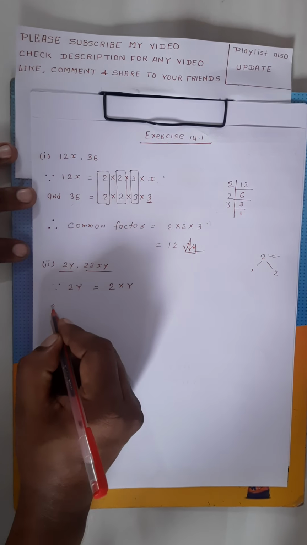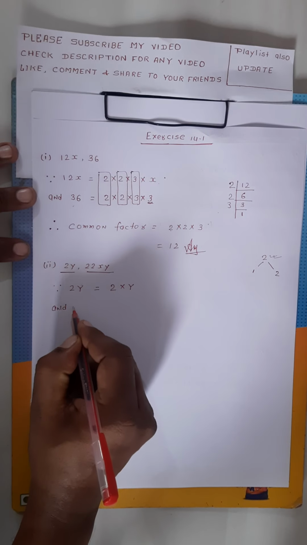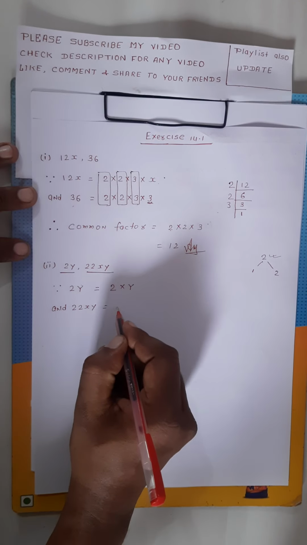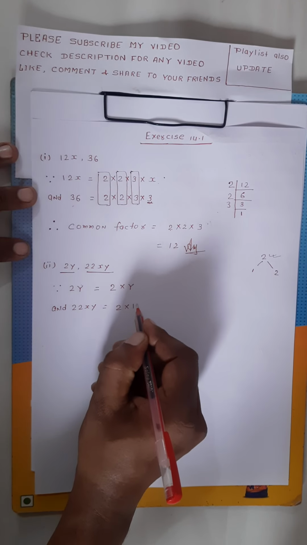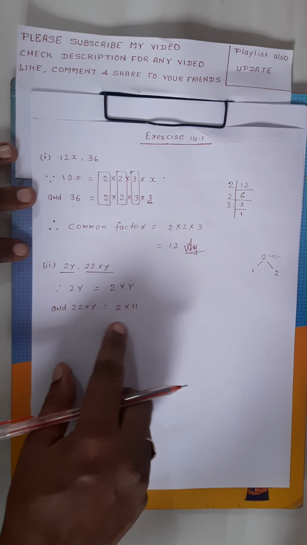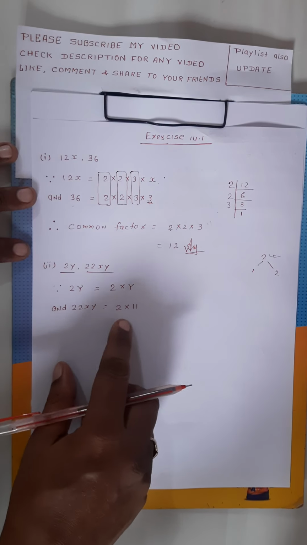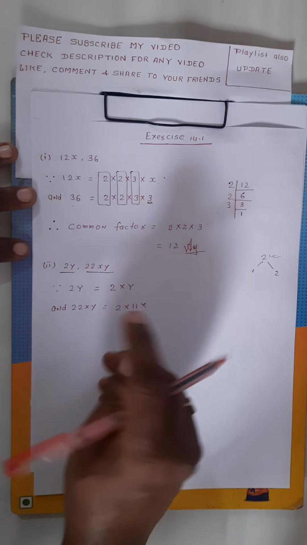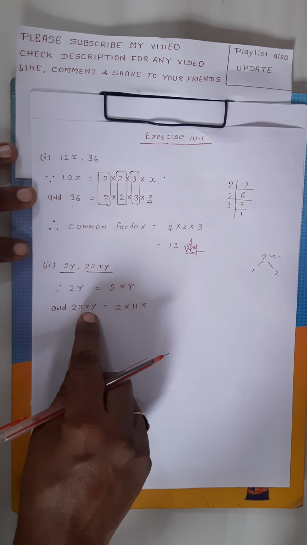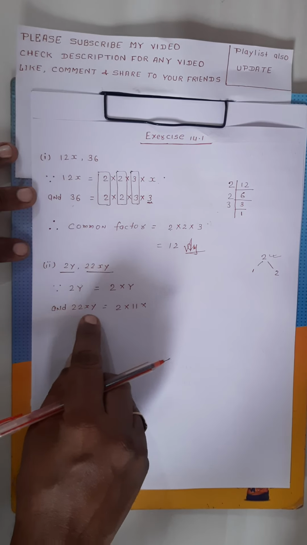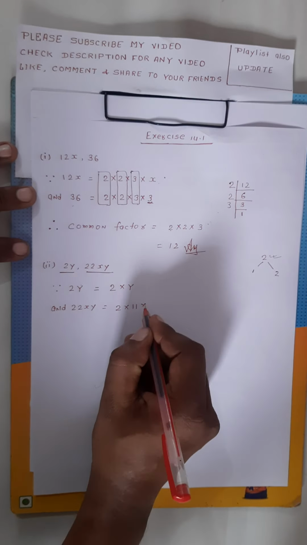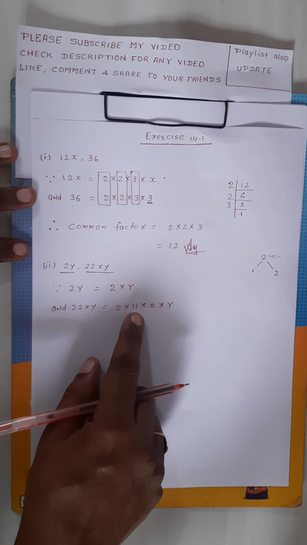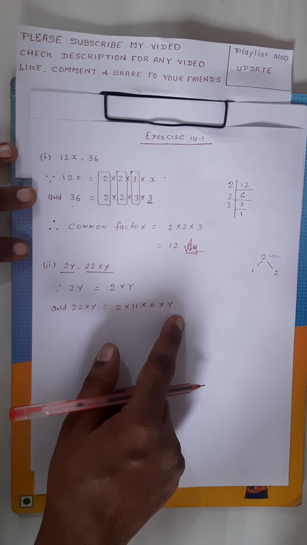Okay, and 22xy equal to 2 into 11. You can factorize it as 2 into 11. Okay, into here xy is also, this xy is the product with 22. Okay, so x into y. Okay, 2 into 11 into x into y.